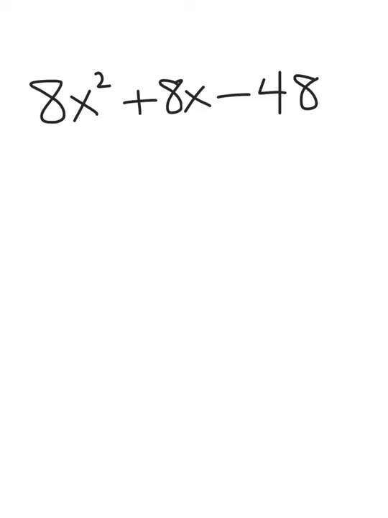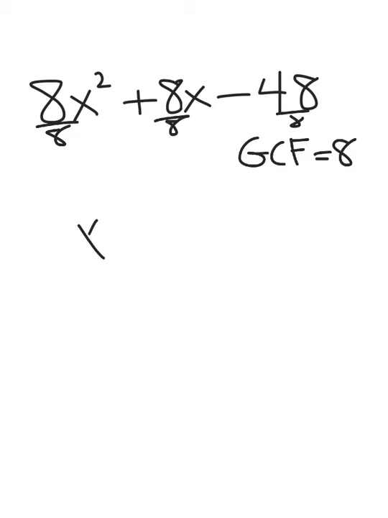So as you're looking at the 8 and the 48, what is the biggest number that will divide into all of those? And hopefully you say that it is an 8. So your greatest common factor is 8. And that's kind of like just dividing each of these by 8. And what you'll get is x squared plus x minus 6.